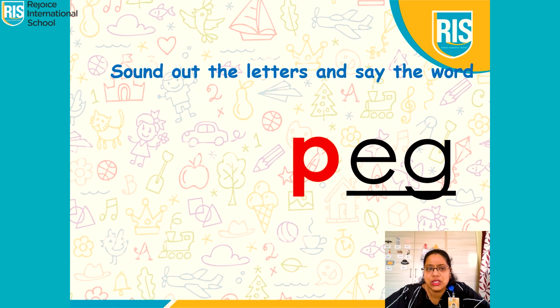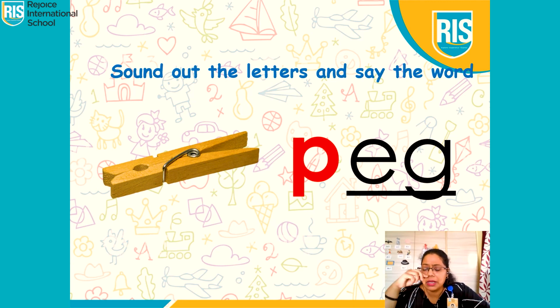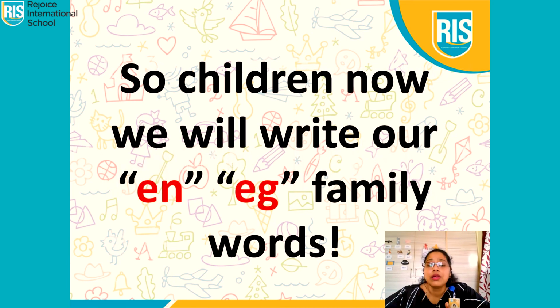What word is this? Who can tell me? P-E-G, peg. What is a peg? You have seen the wooden clips or the plastic clips that we use to dry our clothes? Yes, that's a peg. P-E-G, peg. All right. So these are all the words from the EG and the EN word families.